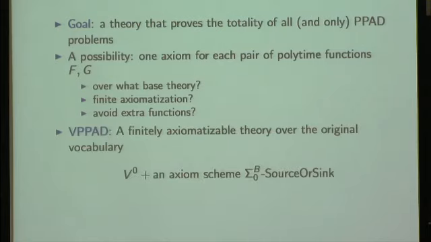So the answer turned out to be quite simple. I will present a theory called VPPID that is finitely axiomatizable over the original language of Zambella. It is axiomatized by V0 and an axiom scheme that I call Sigma 0 b source or sink, and I will show that this axiom scheme is equivalent to a single instance of it over the theory V0.